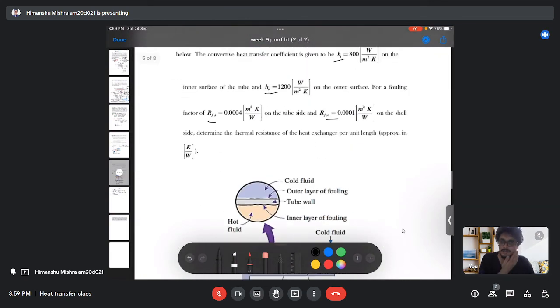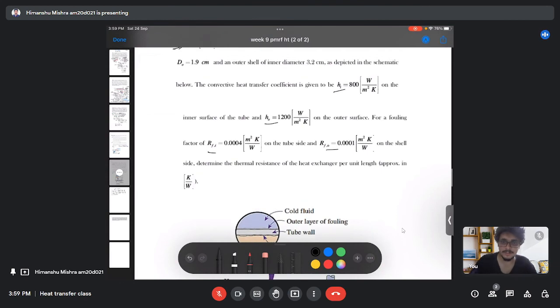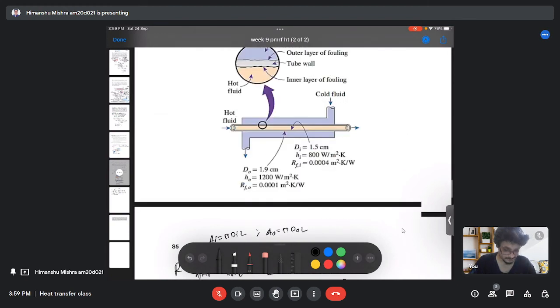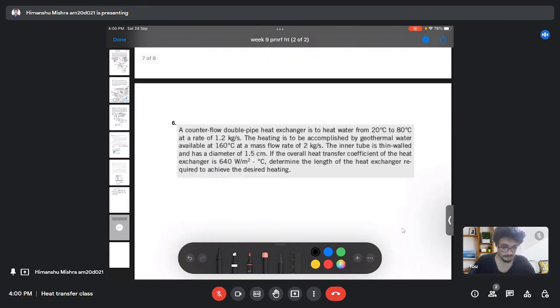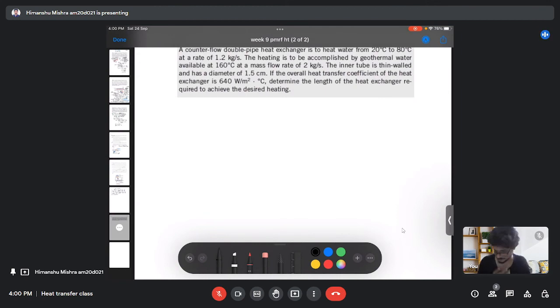So this is quite a straightforward question. We are already given the heat transfer coefficients at the outlet and inlet, the thermal conductivity, and the fouling factors. And we just need to identify the resistance from these inlet and outlet heat transfer coefficients, conductivity, and the fouling factors. And we just club these together to find the overall resistance due to the conductivity and the heat transfer coefficient. So let's move to the next question here.